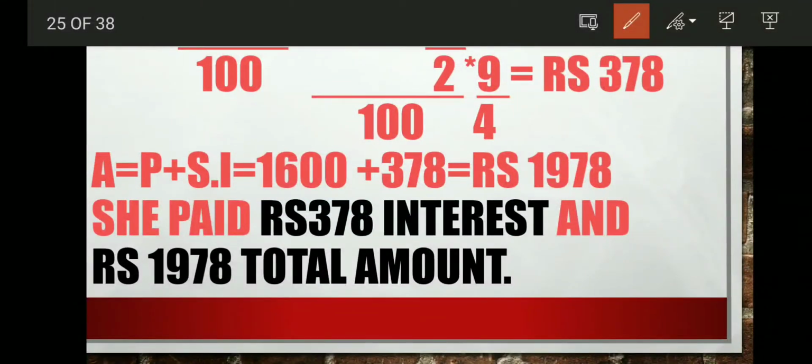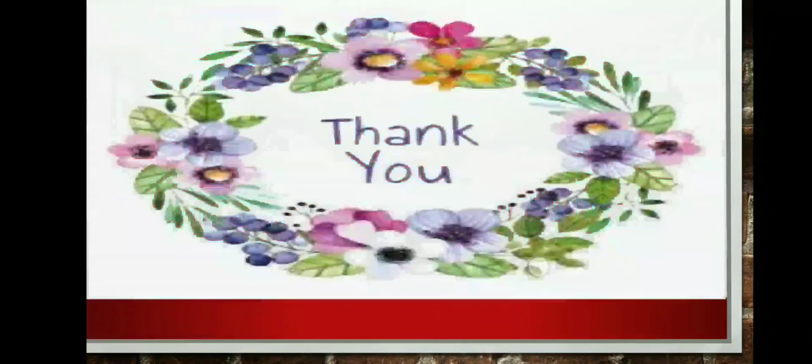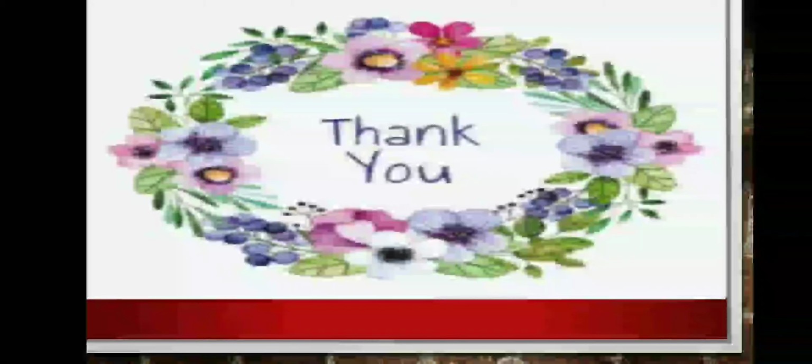Now, we have to calculate the amount also, which she paid to her friend. So, what would be the amount? 1600, the principal, plus simple interest 378, that comes to 1978. That amount she is going to pay to her friend to settle the loan account. So, these are 4 examples we just did to explain simple interest.